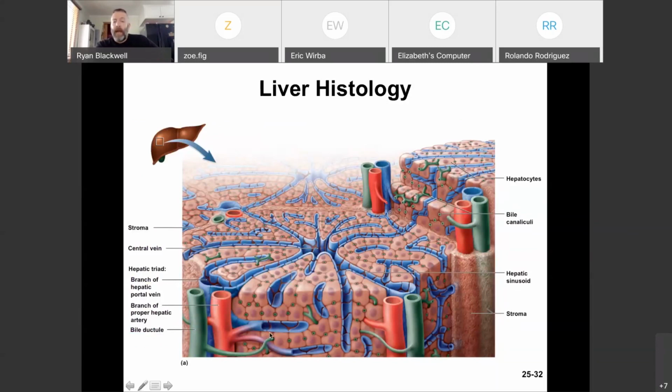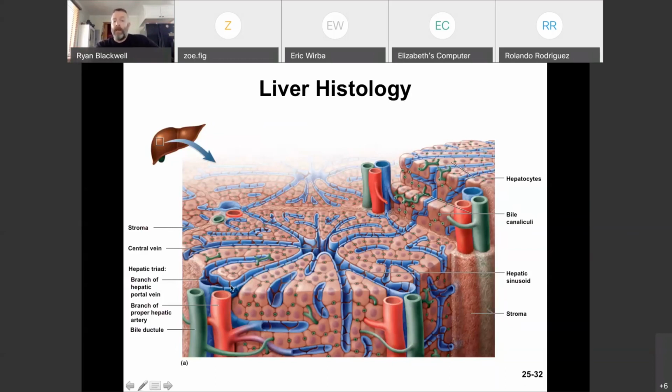We can see from this diagram right here that once these blood vessels enter the lobule, they converge so that blood flowing through the sinusoid is blood that just came from the intestines with all these newly absorbed nutrients, but also oxygenated blood that has been flowing right through our systemic circulation.